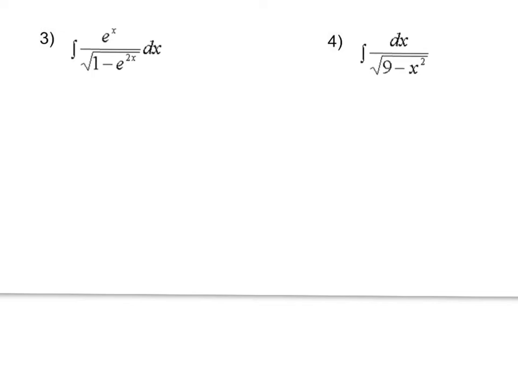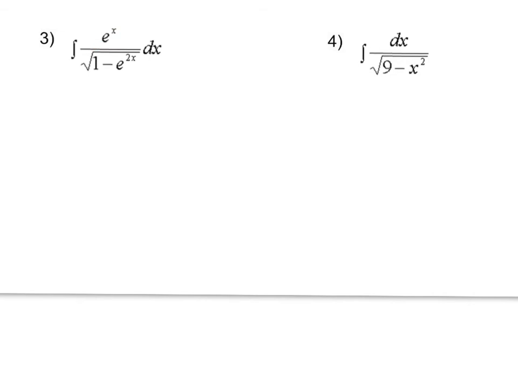Go ahead and write example number 3 in your notes. So we've got the antiderivative of e to the x over 1 minus e to the 2x. Now one thing that's a clue for us, and that I'm not going to do a u substitution here, is that my exponents on my e's are different. If I were to try to let u equal 1 minus e to the 2x, the derivative would be negative 2 e to the 2x, and I don't have that.